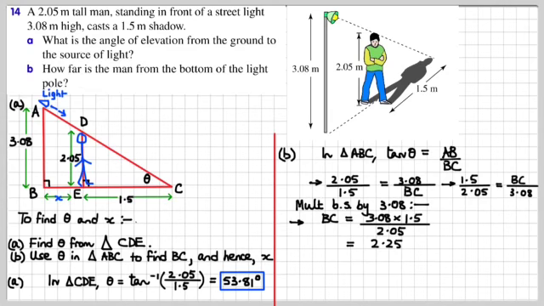We're nearly there, guys. Therefore we need x, and we can say that the 1.5 metre long shadow plus x comes to BC, which we just found to be 2.25. By subtracting 1.5 from both sides, we get x is 0.75 metres, and that is the distance from the man's foot, the man, from the light pole. And that's the answer.